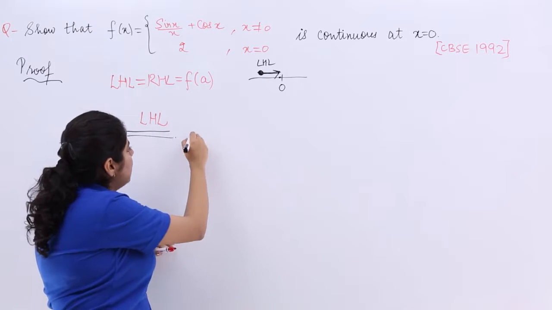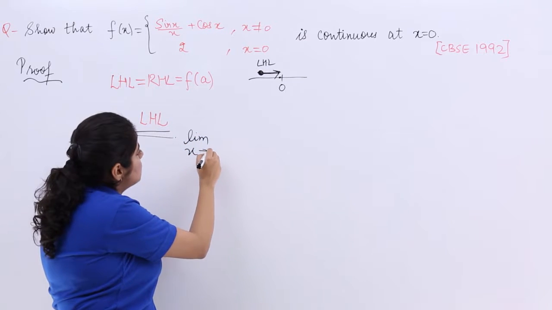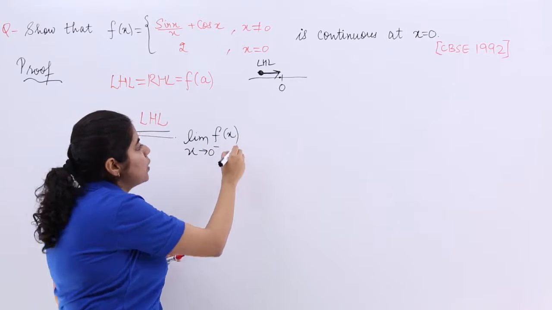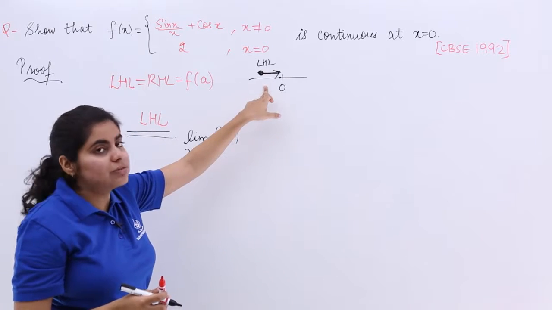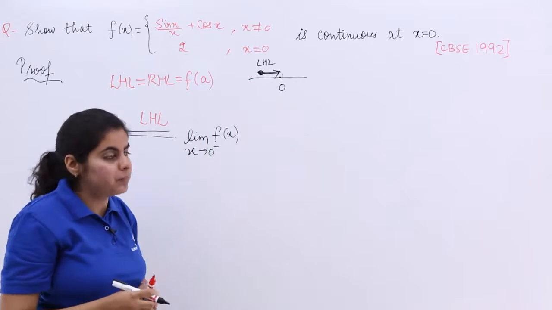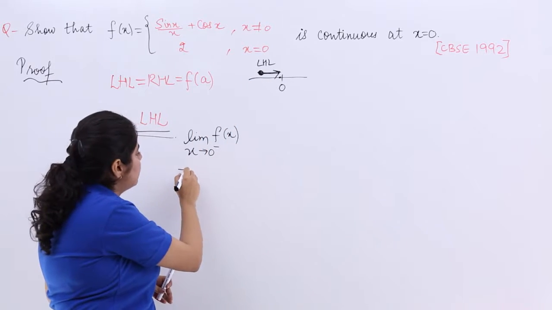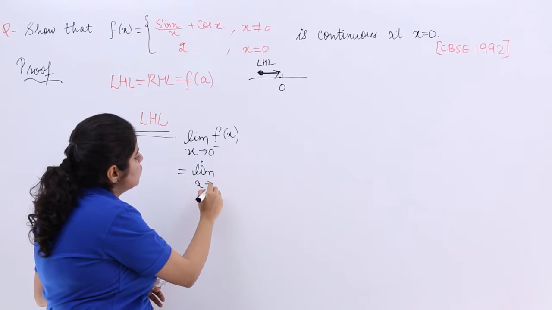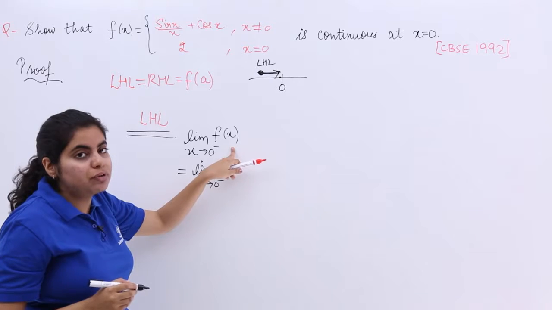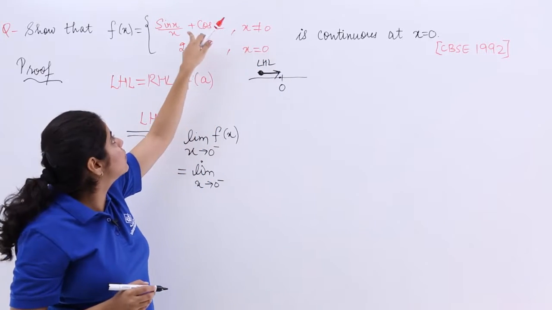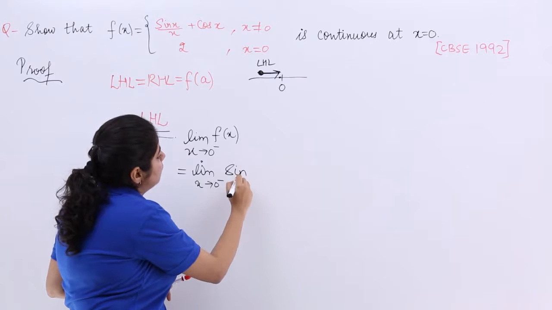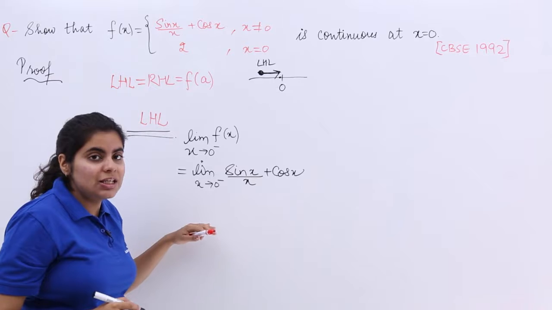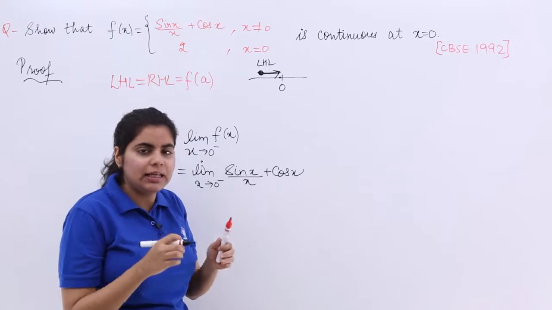So basically we will be writing limit x tends to 0 negative f(x). Because we are going slightly here, that means we are approaching 0 from the left hand side. Now what is f(0 negative) supposed to be? We already know it. Now limit x tends to 0 negative, what is the value of the function when x is not equal to 0? sin x upon x plus cos x. Now 0 negative means what? Basically slightly less than 0.